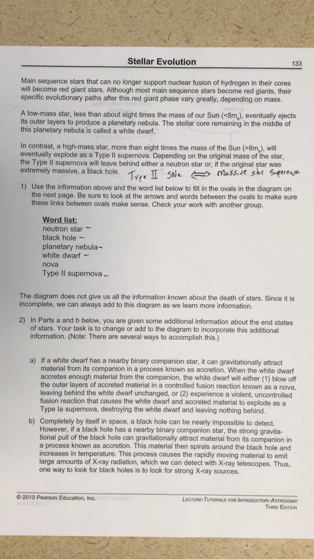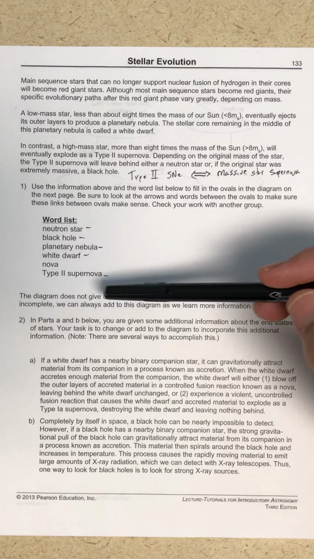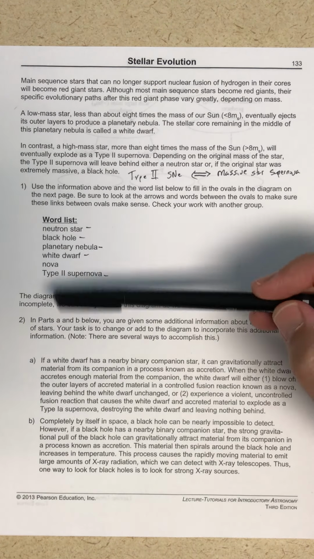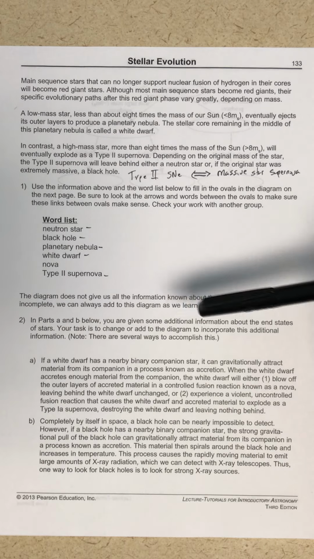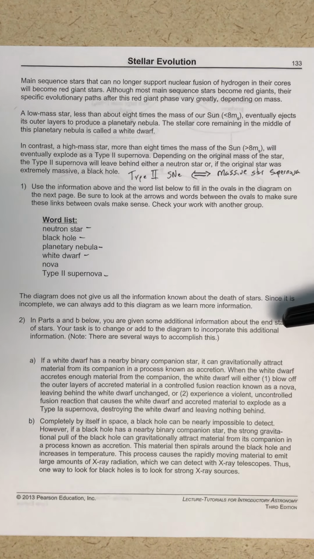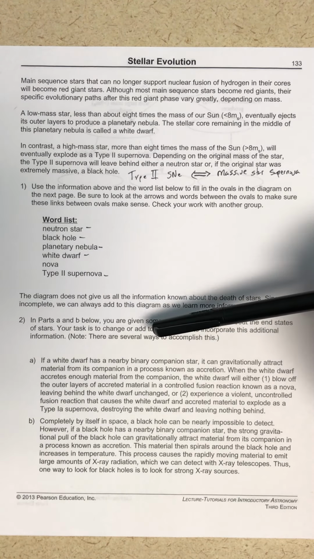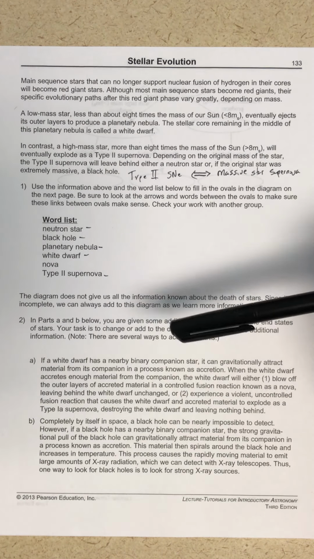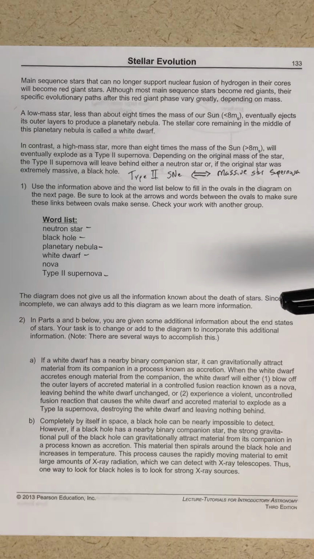The diagram does not give all the information known about the death of stars. It's like 5 ovals. Since it is incomplete, we can always add to this diagram as we learn more information. In parts A and B below, you're given some additional information about the end states of stars. Your task is to change or add to the diagram to incorporate this additional information. Note, there are several ways to accomplish this.